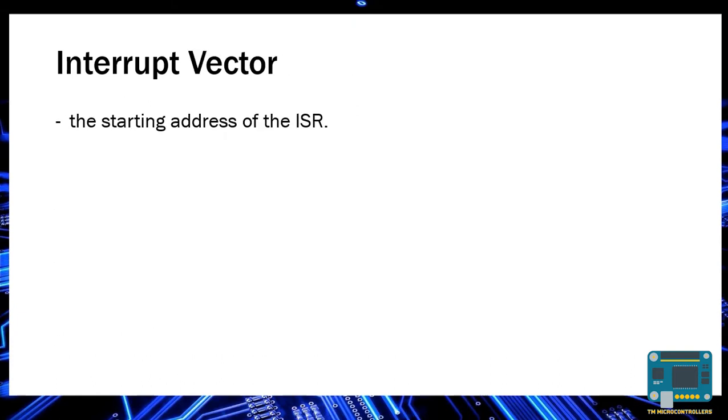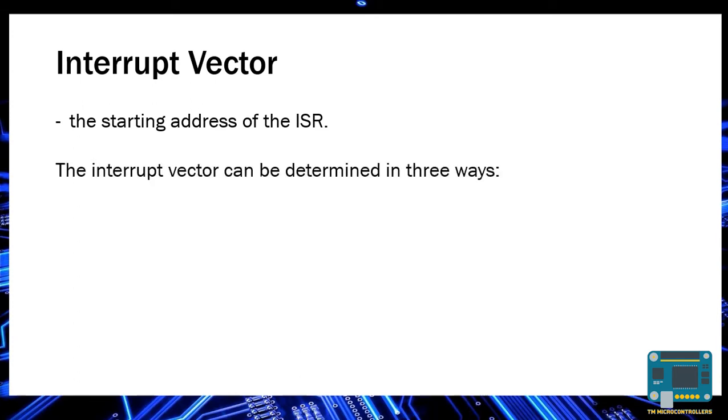Now, for the interrupt vector, which I mentioned earlier. This is like a pointer as to where the program should go if ever there's an interrupt. We call that an interrupt vector. It is the starting address of the interrupt service routine. It can be determined in three ways, depending on which brand or model of microcontroller you have.